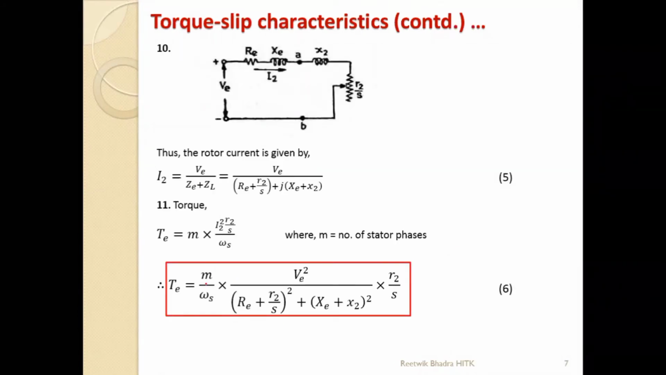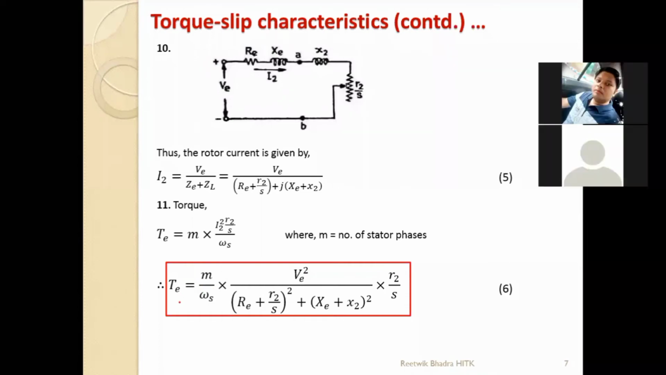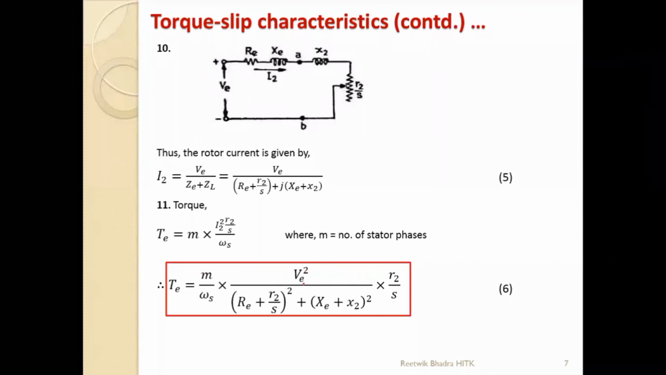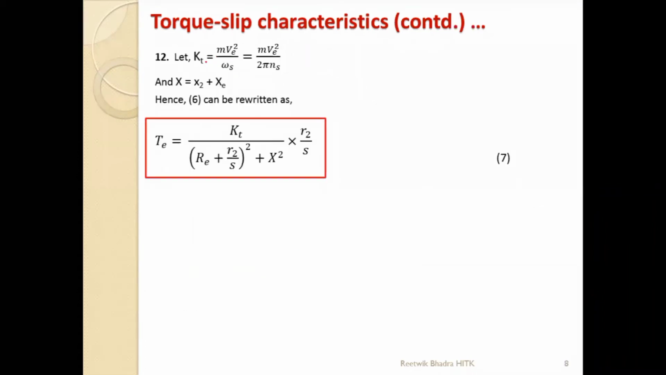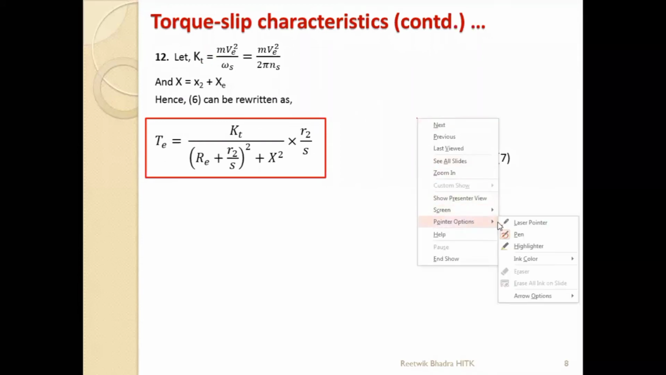Now see over here, M is the number of stator phases. V will be constant, Thevenin's equivalent voltage. Omega S will again be constant, since it depends on synchronous speed. If you fix the number of poles, which is always fixed in the induction motor, then M V square by omega S is a constant quantity. So we can replace it by a constant, kt.